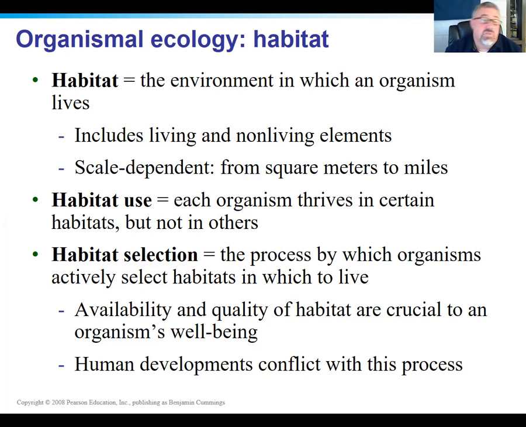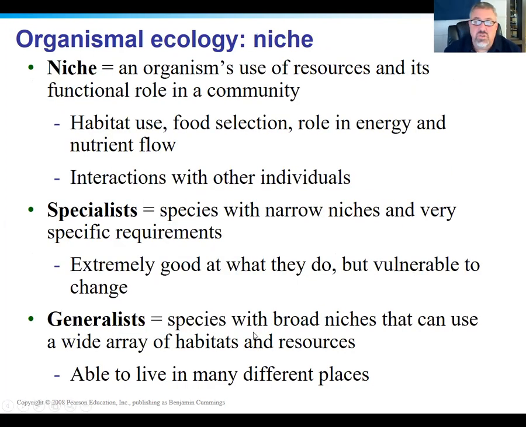How an organism uses its habitat, right, is habitat use, habitat selection. What are things that allow an organism to select for a particular habitat? We're talking about limiting factors: food, water, shelter, sunlight, mate selection. Habitat selection is critical to those things. And we as humans caused that to be kind of an issue because we tend to bully our way in.